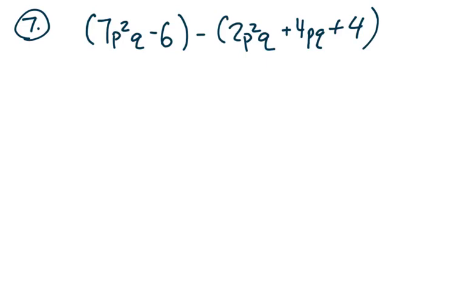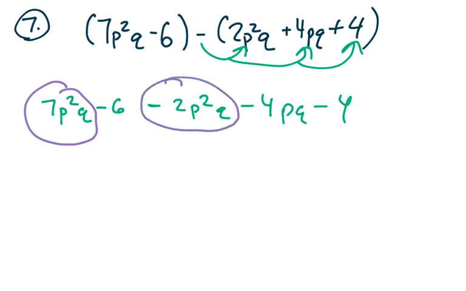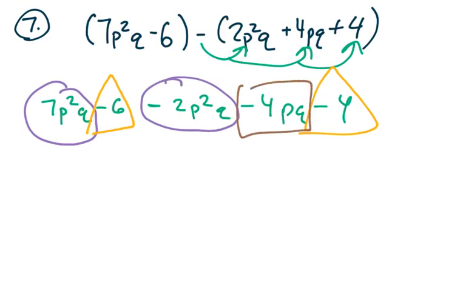And once more, I'm going to assume that you have paused the video, you've given it a shot, you found out what happens, and let's see if my work matches up with yours. So, I'm going to distribute the second one. And so this gives me negative 2p squared q minus 4pq minus 4. Remember, they have to match up exactly. So 7p squared q does match up with negative 2p squared q. Negative 6 is just a number that goes with negative 4. And negative 4pq doesn't have any friends.